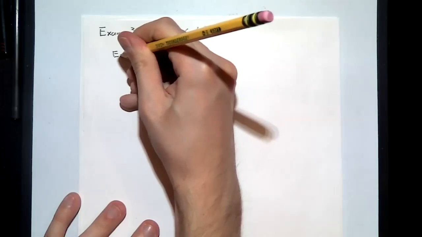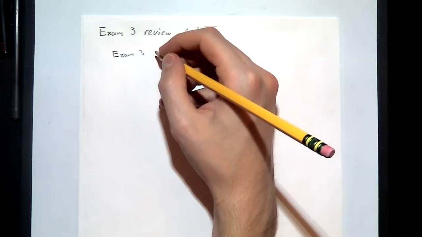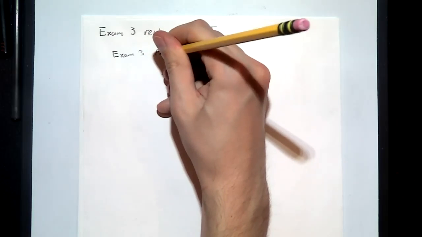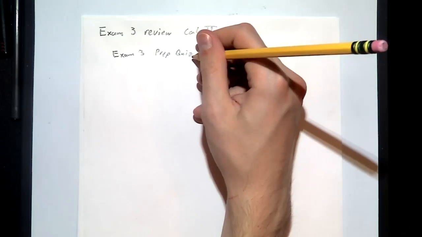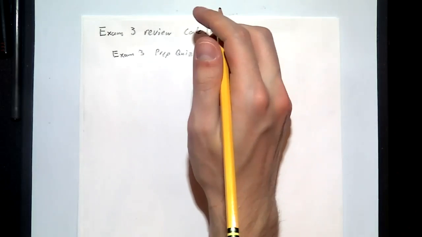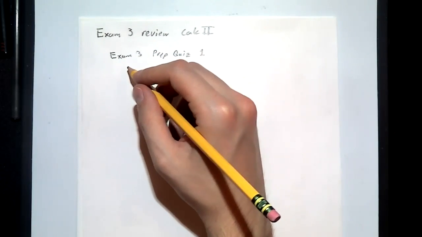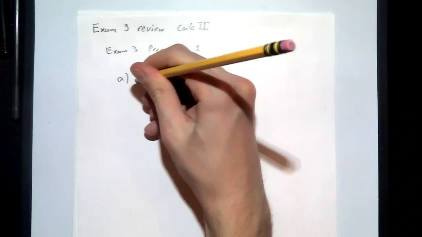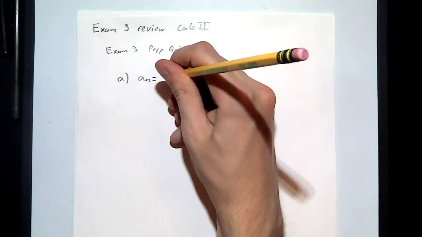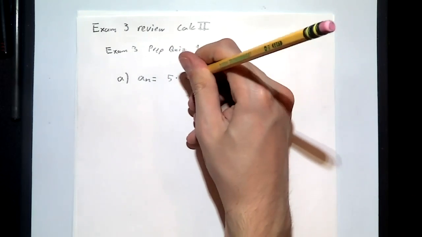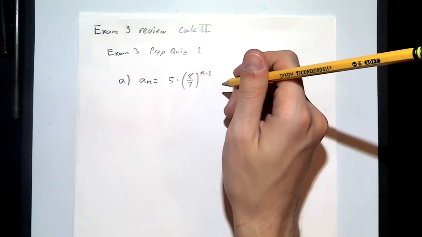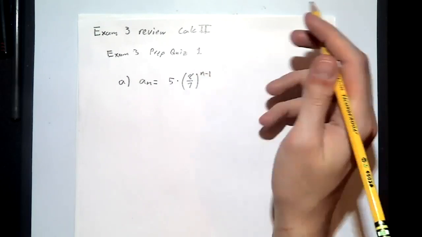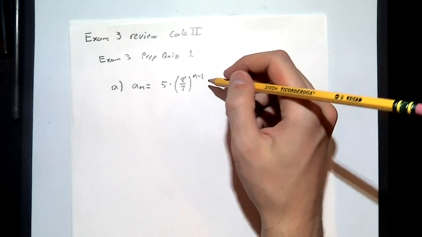Okay. So this would be exam 3, prep quiz 1. This is just a single question with 2 parts, but it's just 2 separate sequences. So find if these converge or diverge. So A, we have a sub n is equal to 5 times 8 over 7 to the n minus 1. So we're checking the limit as n approaches infinity effectively.